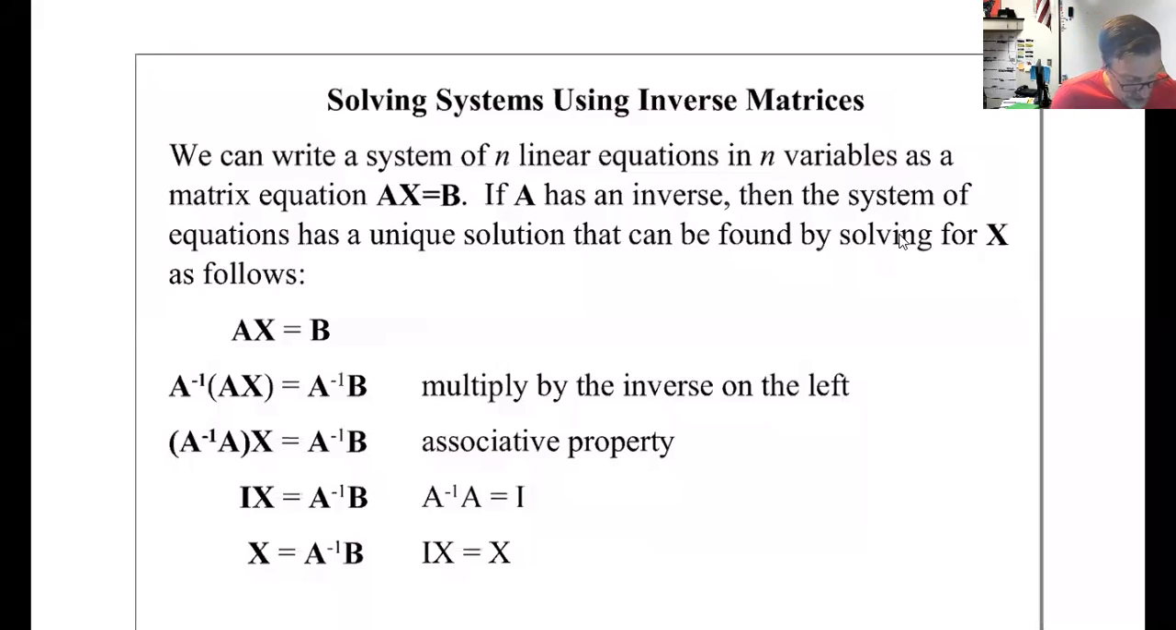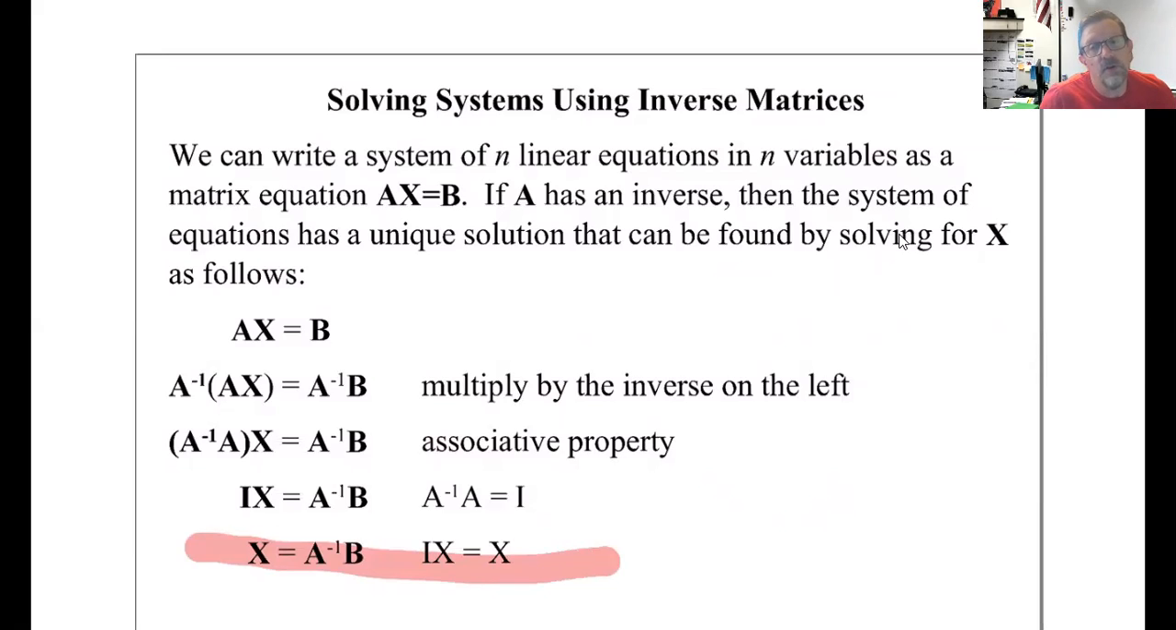So A is your coefficient matrix. B are your numbers on the right-hand side, and X just represents the variables. You don't have to have this memorized, except you need to remember this one little thing down here. I multiply the inverse of my coefficient matrix by the matrix that represents the numbers on the other side of the equal sign. That will give me my answer.